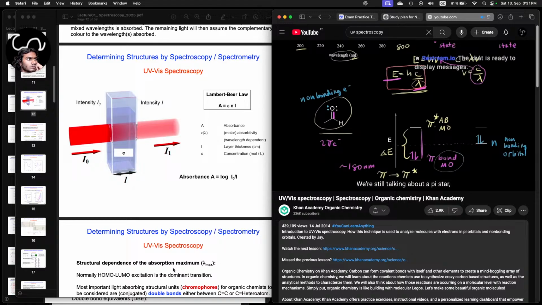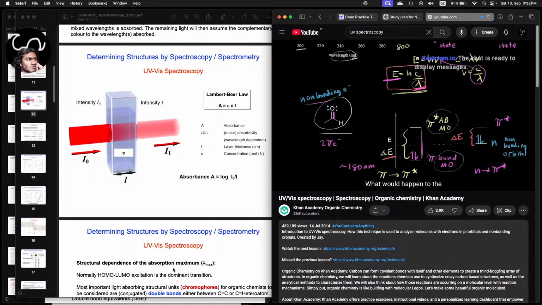So we're still talking about a pi star, an anti-bonding molecular orbital right here. We can have an N to pi star transition as well, since we have a carbonyl compound. So we're not just talking about pi electrons here. The carbonyl, we can think about a non-bonding electron here. And let's think about this energy difference. So this energy difference is smaller than before. So this energy difference is smaller than this energy difference.